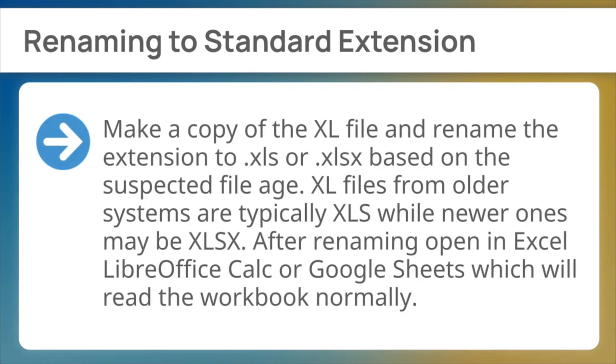Make a copy of the Excel file and rename the extension to .xls or .xlx based on the suspected file age. Excel files from older systems are typically XLS, while newer ones may be XLSX. After renaming, open in Excel, LibreOffice Calc or Google Sheets, which will read the workbook normally.